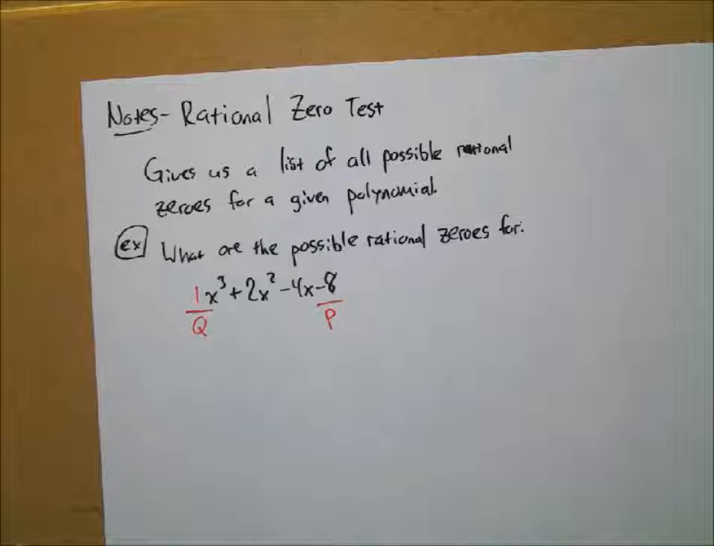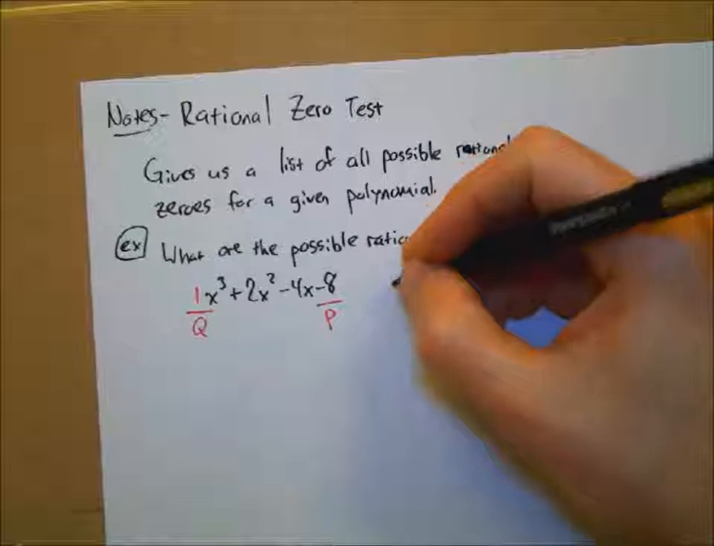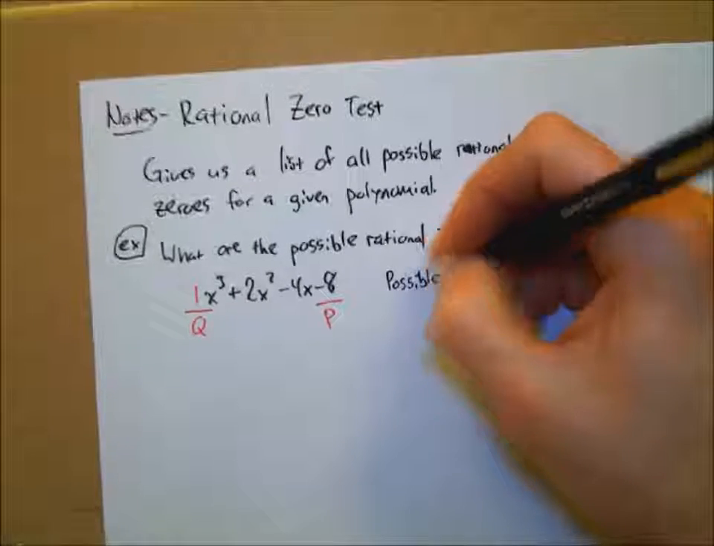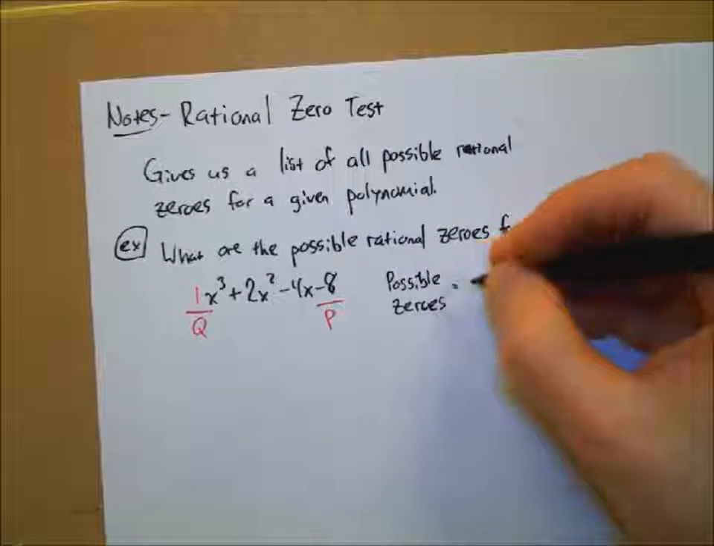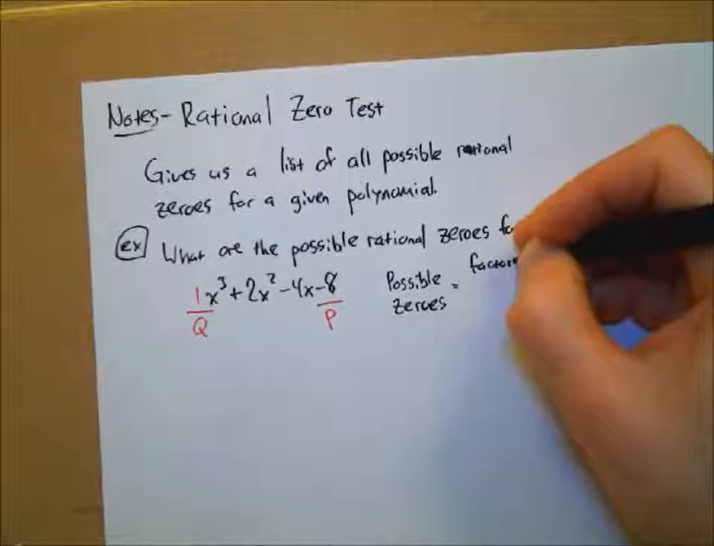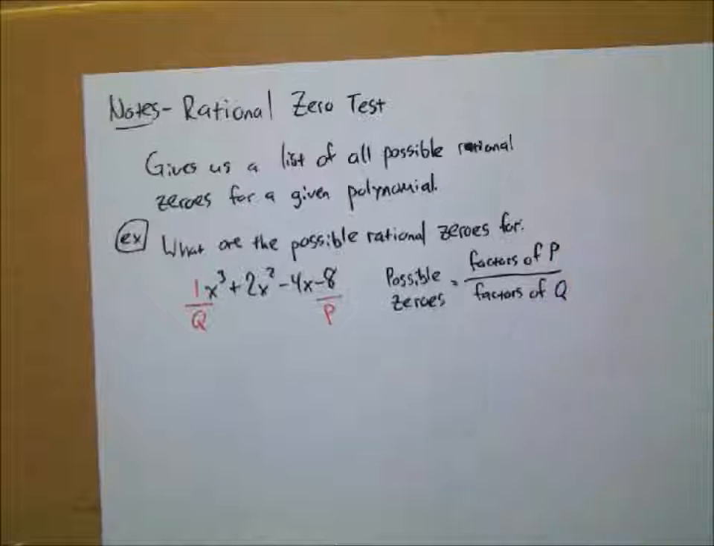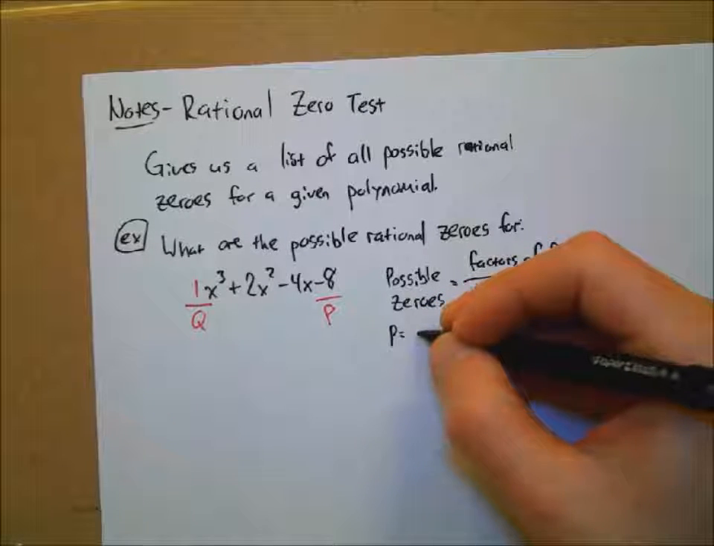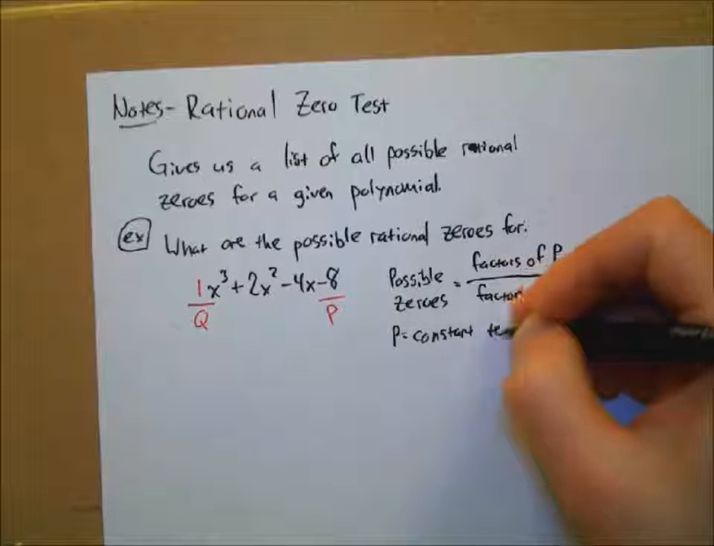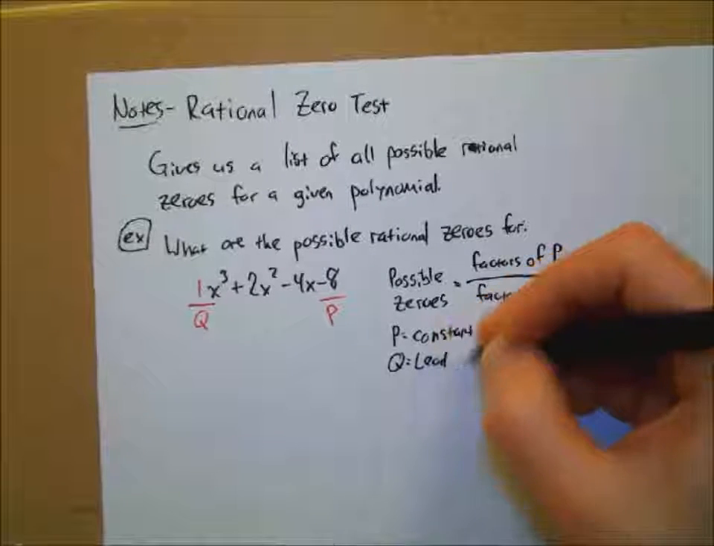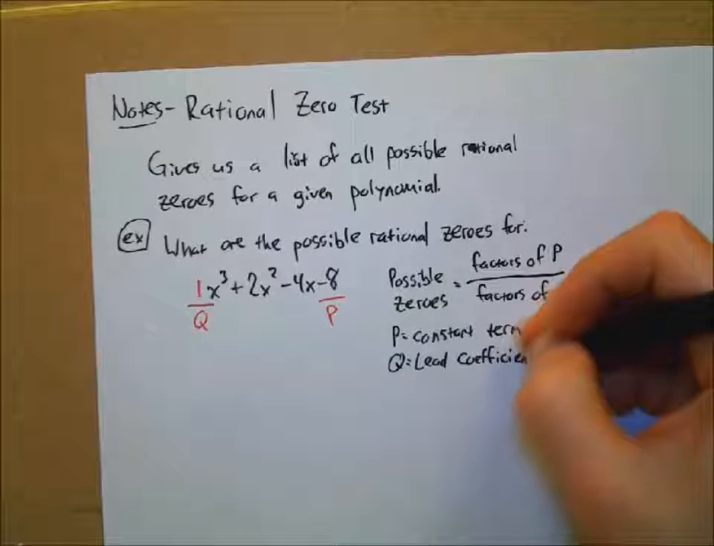With these two numbers, and using what we know about how things have to factor and multiply together, we can surmise that the possible zeros will be of this form: factors of P over the factors of Q. And again, just to help us remember this, P is the constant term, Q is the lead coefficient.